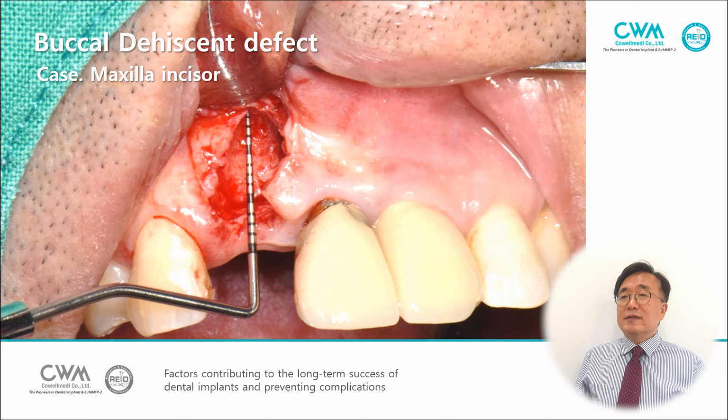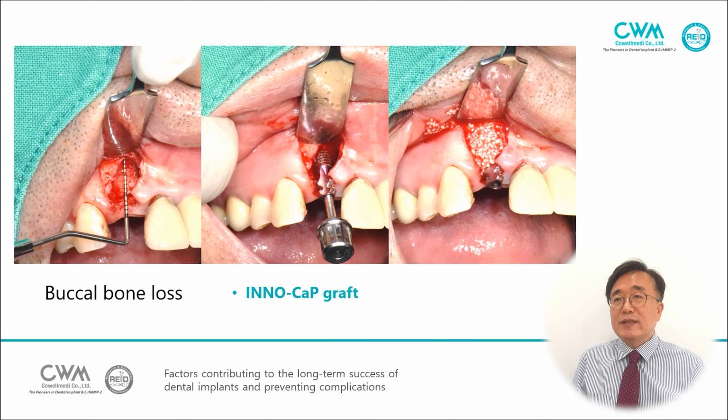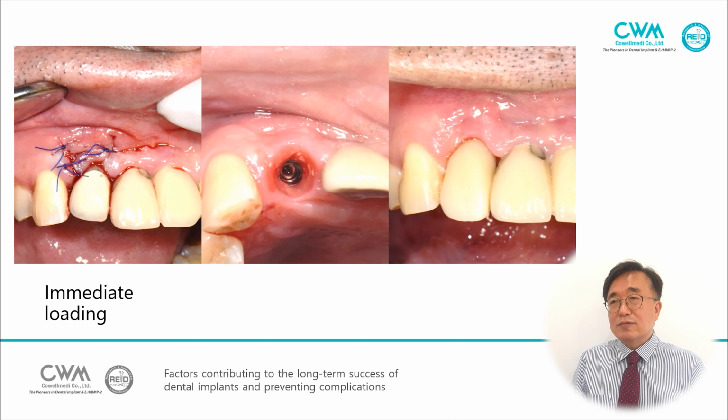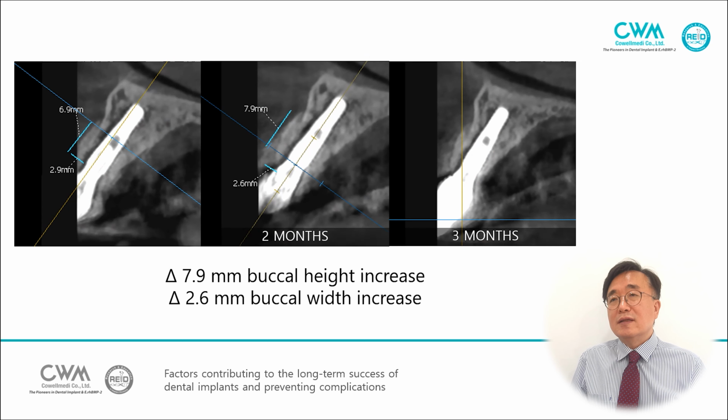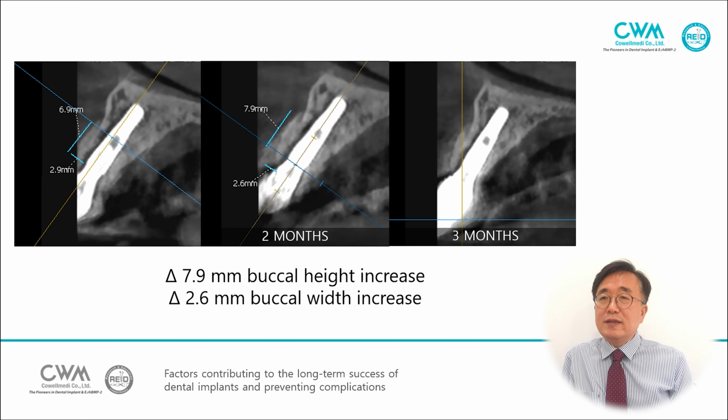In case there's a buccal defect in maxilla incisors, defect height was about 10 millimeter. So implant was placed with biological width placement level and bone grafted, and immediate restoration was inserted and healed after 1 month, and changed the final restoration on 3 months. The buccal bone was made and maintained.